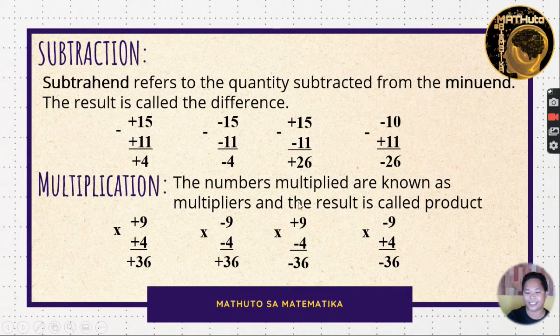So to summarize these examples, if we have different signs or if our multipliers have different signs, the sign of the product is negative. So yun po yung ating tatandaan po.